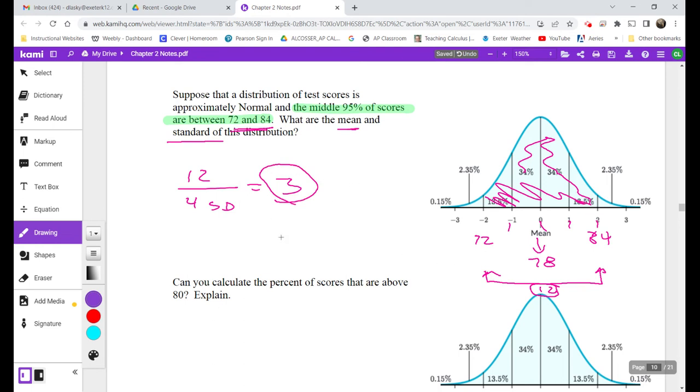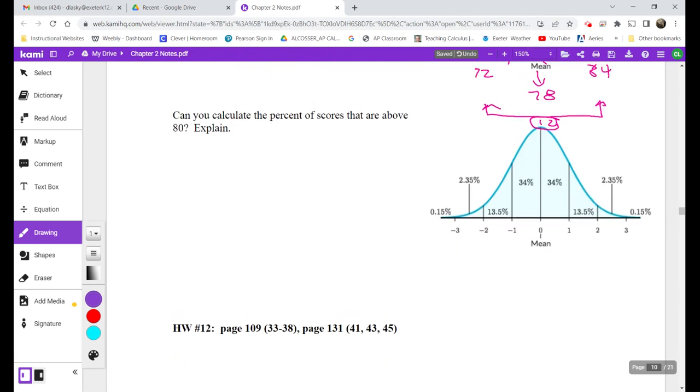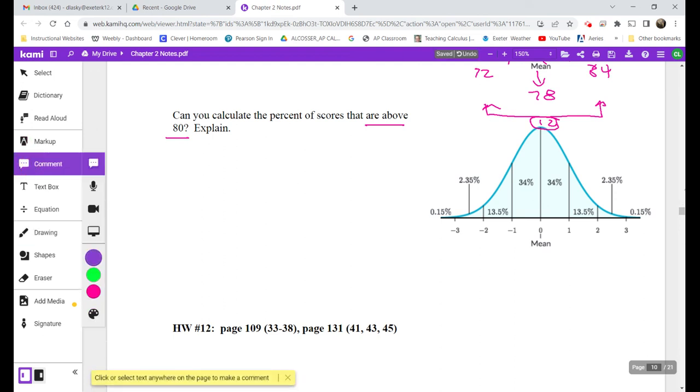Now here's the fun one, and this is where we're getting into what we're really going to dig into. So if I look at this, can you calculate the percent of scores that are above 80? Above 80. So we're talking about this thing that I was just working on.